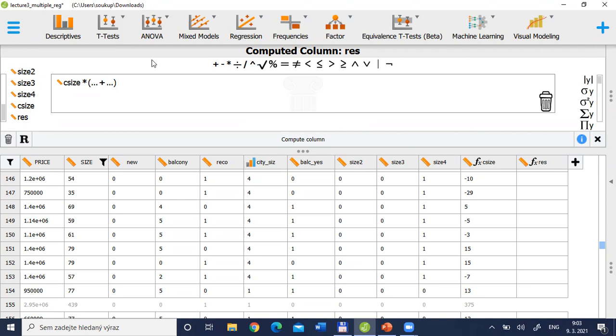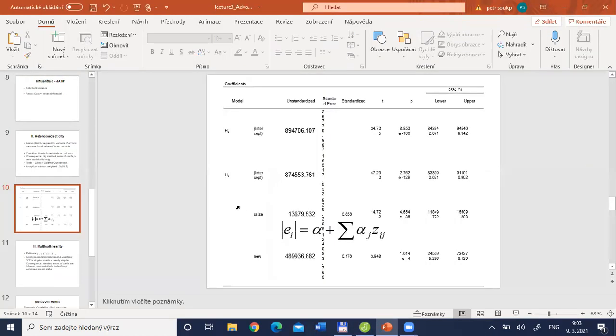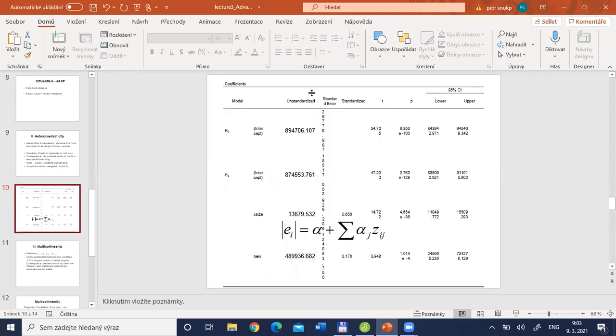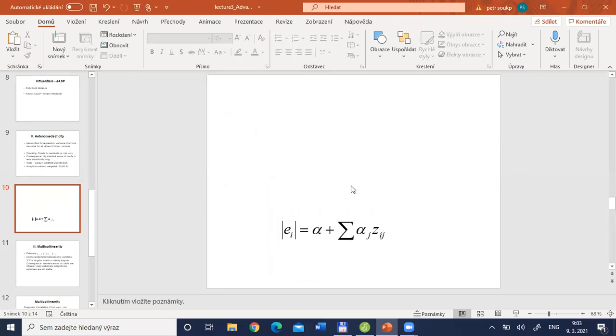But what would be the result? I would take it quickly. I would compute these residuals, I would take absolute values, and I would compute regression for this. So that's the meaning of this test, which is called the Glejser test. And then you would evaluate this test.